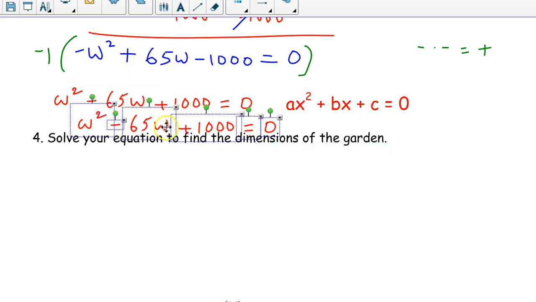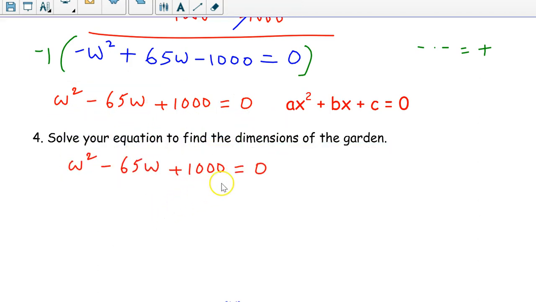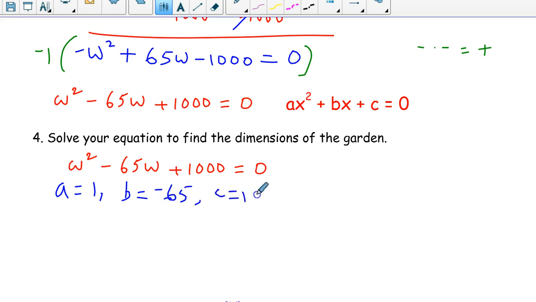Okay, now let me copy this again here and write down the values of a, b and c, as we are finding the factors. Of course here a is equal to 1, so our task is much easier. Write the value of a is equal to 1, b is equal to how much? It is negative 65. a is 1, b is equal to negative 65, and c is equal to 1000.